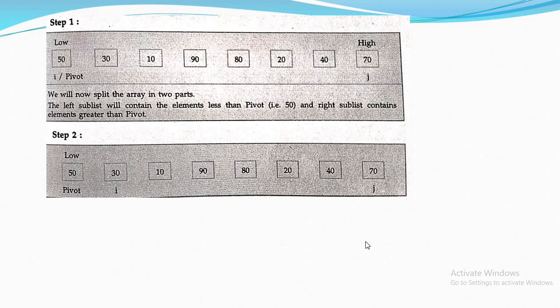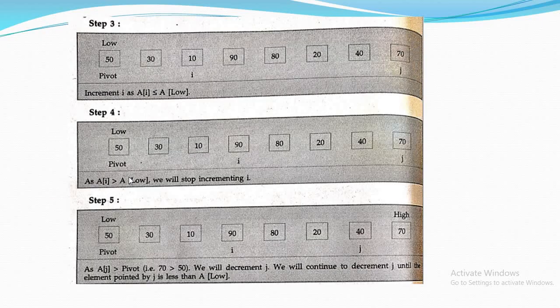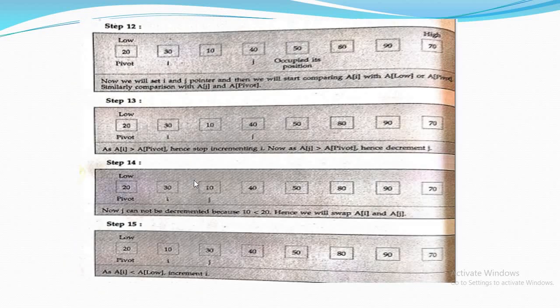Let us consider an example. Step 1: these are the elements: 50, 30, 10, 90, 80, 20, 40. The first element is set as the pivot element, I is set to the first position, and J is set to the last element. Now we split the array into two parts. The left sublist will contain the elements less than the pivot element, and the right sublist contains the elements greater than the pivot element. So by using the algorithm, we increment the value of I. Next, we check if A of I is less than or equal to the pivot. First I will explain the algorithm, then I will move to the example.